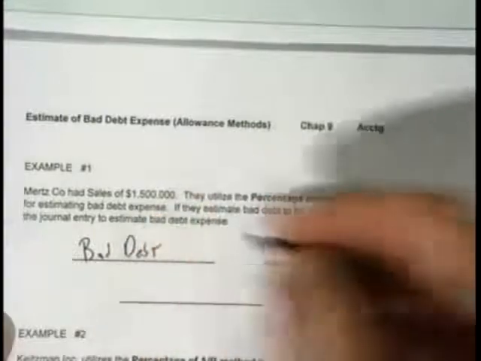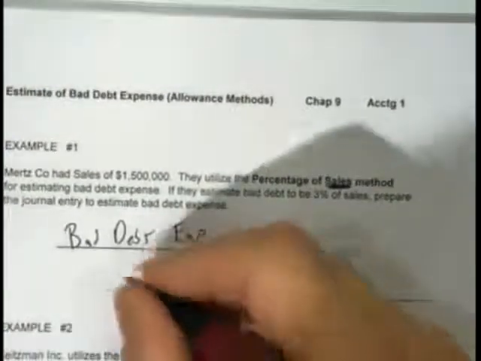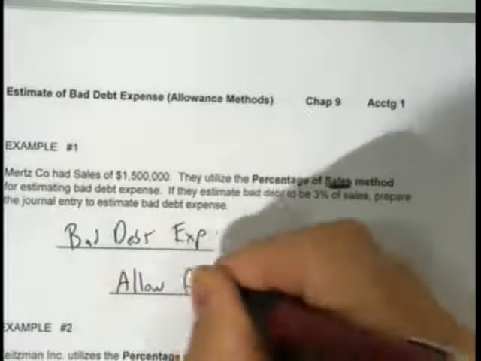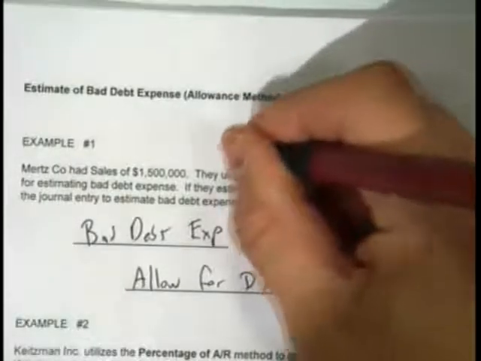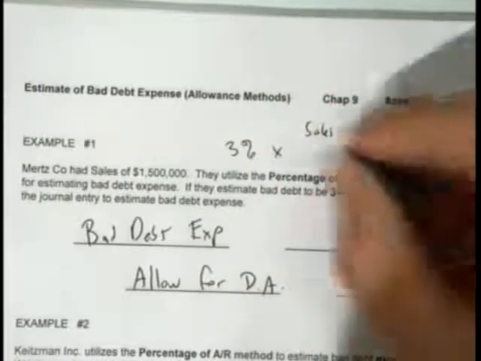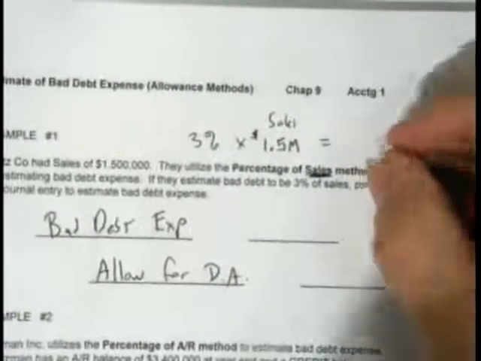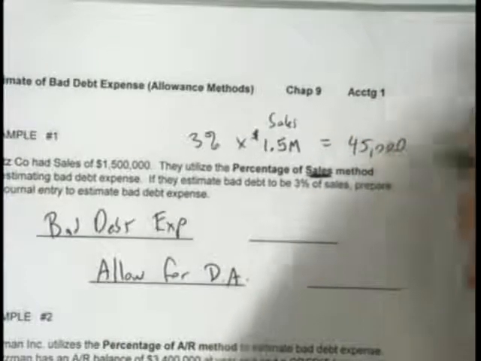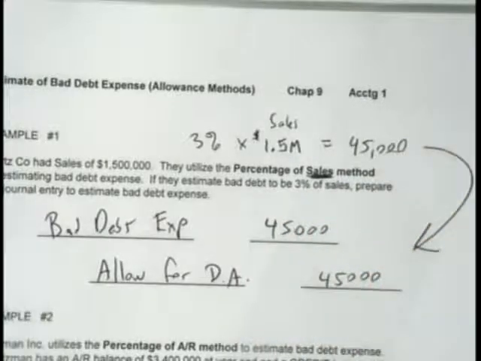Okay, first of all, we know the journal entry is a debit to bad debt expense, correct? And we know that the credit is to allowance for doubtful accounts, correct? Right? Well, we just take the 3% times your sales of what, 1.5 million? And what does that equal? 45,000? And boom, that is the number that goes in the journal entry to estimate bad debt expense. Is that what you got? That's pretty easy, isn't it? Okay? It's pretty easy. All right, any questions on that?